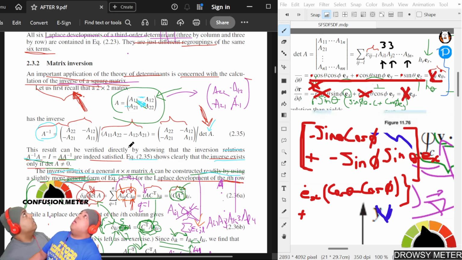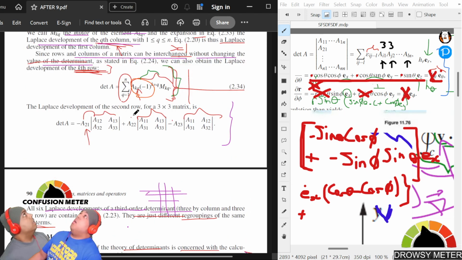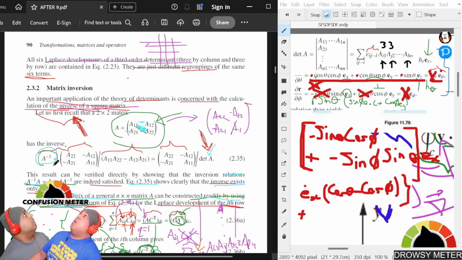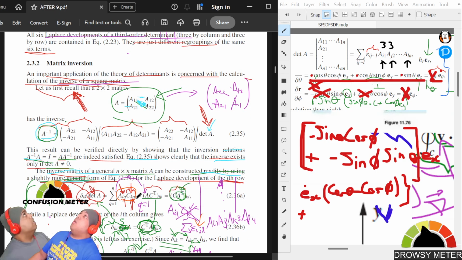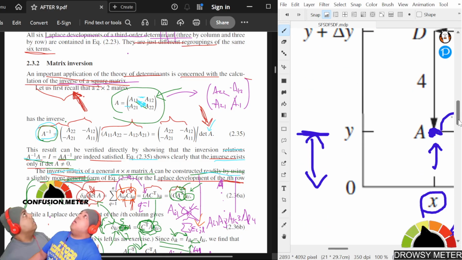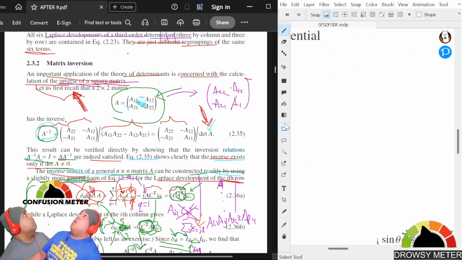Normally the Laplace gives a determinant, right? So that's just a number. But we're trying to get a matrix, which is a bunch of numbers, from the Laplace. So every calculation we do, we actually end up with an element instead of a single number. Well, the element is a number, but still.